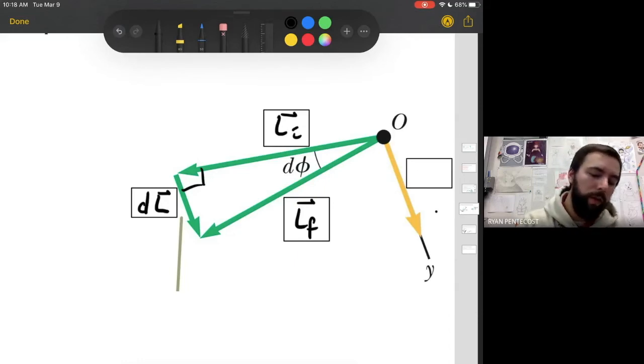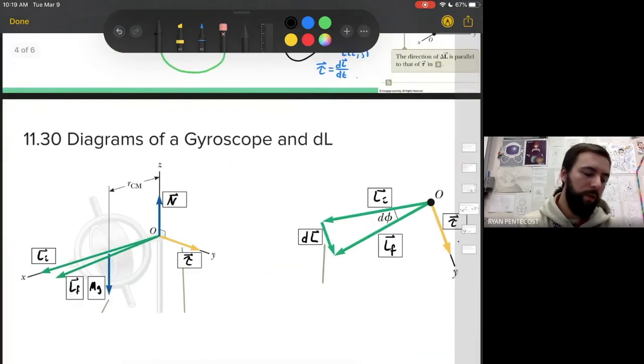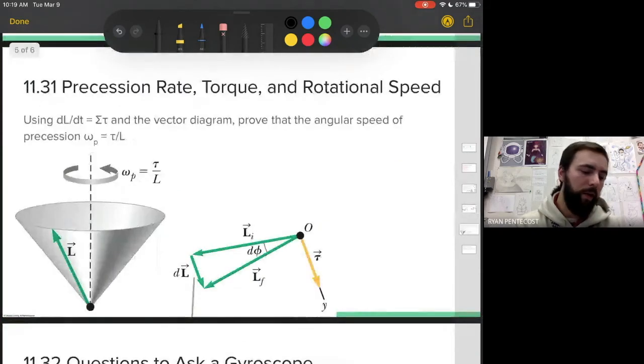You can also see that dL is parallel to torque. Now, in this diagram, it is not perfectly the same magnitude, right? Torque and dL have a different size of their arrow. However, if you increase the torque, you could also increase the dL. And if you decrease the torque, you could decrease the dL as well. So these are a couple diagrams of a gyroscope that can try and help you imagine this in a vector image. All right, next, let's talk about precession rate, torque, and rotational speed.